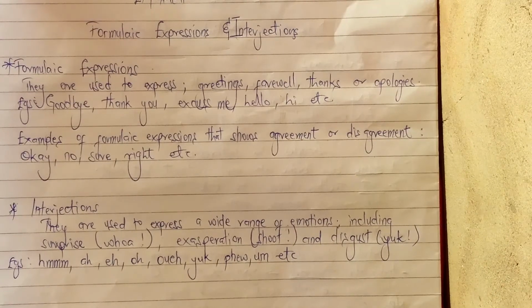Okay. So you should also note that with these expressions, they do not need any inflections. That means there are no words added to them. You can't add est to any of these examples, whether in the formulaic expression or in the interjection. You cannot add any affixes or attachments to them. So that means they stand on their own. They need no attachments or additions.